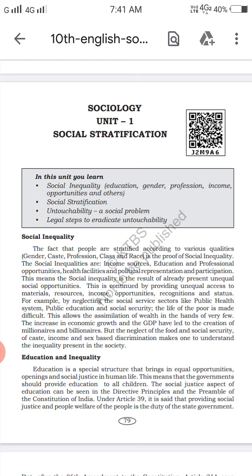Stratification shows the discriminations under the name of caste, creed, religion, gender, education, or economic class, whatever it may be. So, social stratification means social inequality. Generally, we can understand the concept as the opposite of social equality.